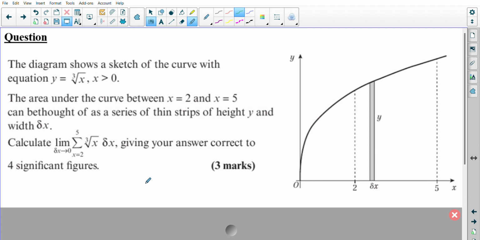The last question to look at is this one here. So if we read it, it says the diagram shows a sketch of the curve with equation y equals the cubed root of x, where x is greater than 0. The area under the curve between x equals 2 and x equals 5 can be thought of as a series of thin strips of height y and width delta x. Calculate this, giving your answer correct to 4 significant figures.